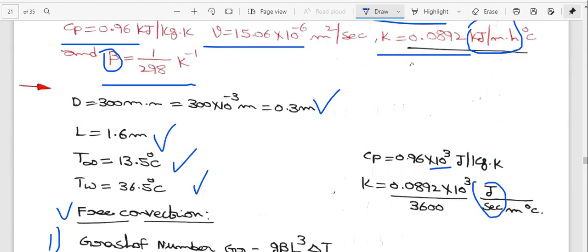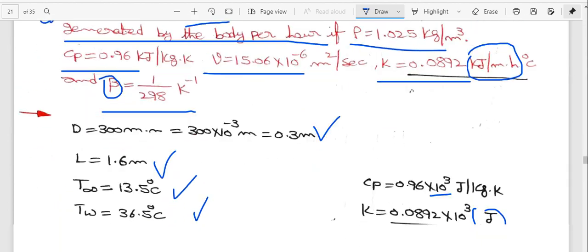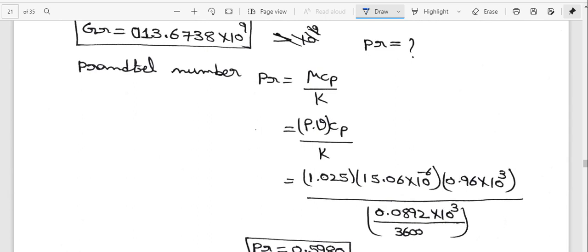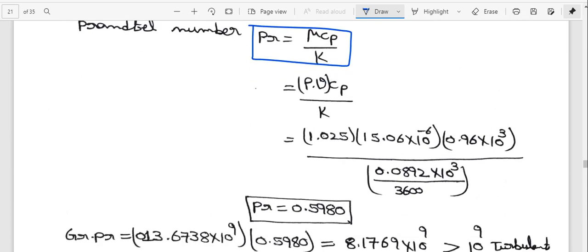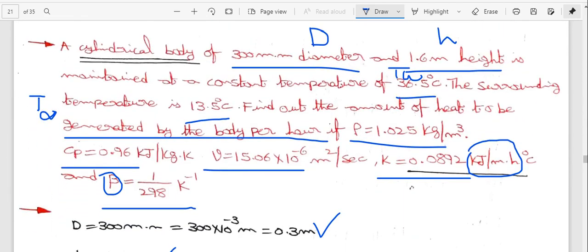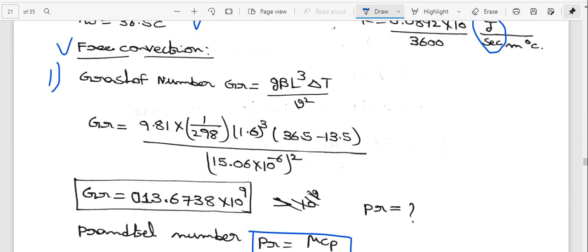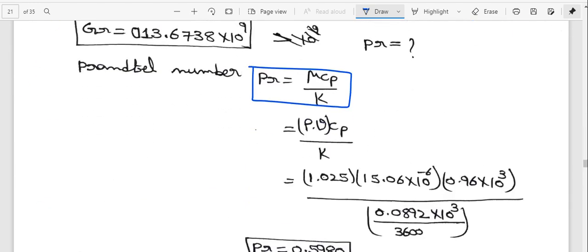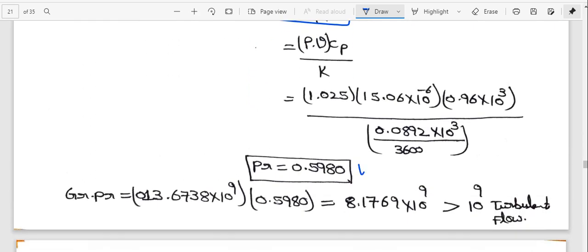The Prandtl number is not mentioned in the question. So we need to calculate the Pr value. I am considering this formula from data book page number 111, that is dimensionless number groups. In this question the mu value is not mentioned. The Cp and nu values are given, density and kinematic viscosity are given. Now we need to convert mu is equal to density into kinematic viscosity. After substituting these values, the Pr value is 0.5980.